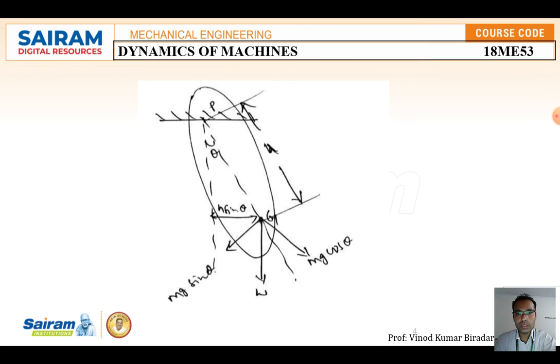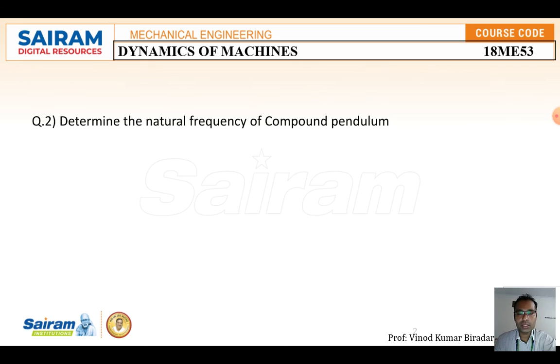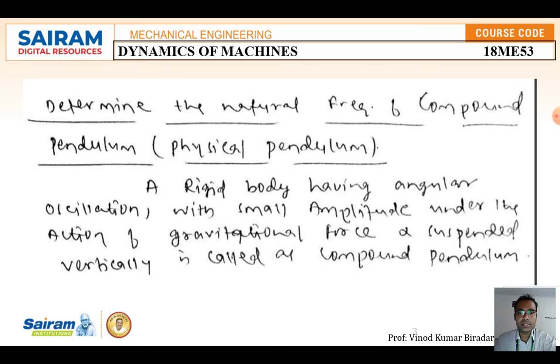Okay, so this is the diagram of the compound pendulum. For the compound pendulum we are going to consider a rigid body. Here the compound pendulum definition is also given. A rigid body having angular oscillation, that is a rigid fixed body having rotation, that is oscillation with a small amplitude under the action of the gravitational force, and suspended vertically, not horizontally, is called a compound pendulum.